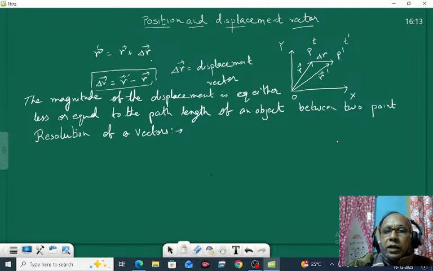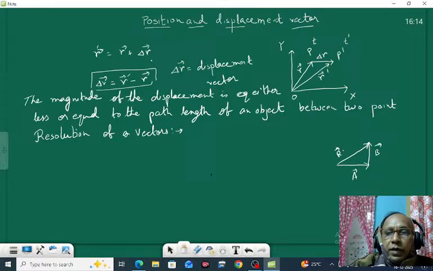Suppose we are adding two vectors. Suppose this is vector A, we are adding it with vector B. We add the vectors, and we get the resultant in this direction, from the initial point of the first vector to the final point of the last vector. We get A vector plus B vector. So this is the resultant.